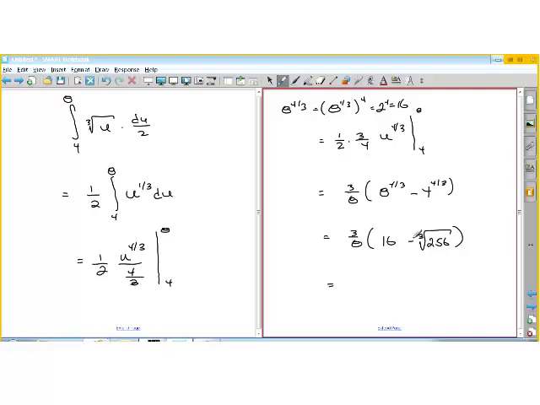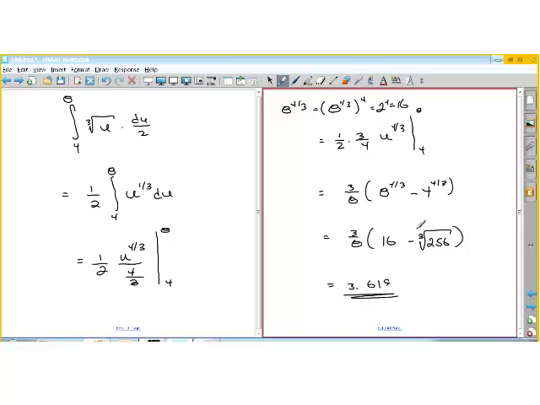And what number was this? It's number 78. So what do we get? Yeah, they just did it in decimal form. So you take 3 divided by 8 times the quantity 16 minus 256 raised to the 1/3 power, which is 3.619 according to the book.